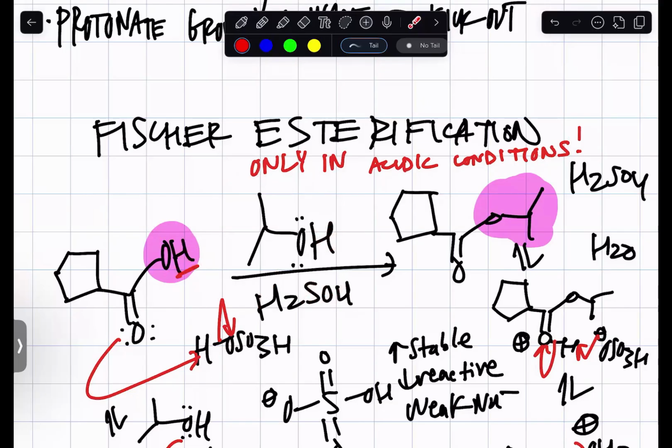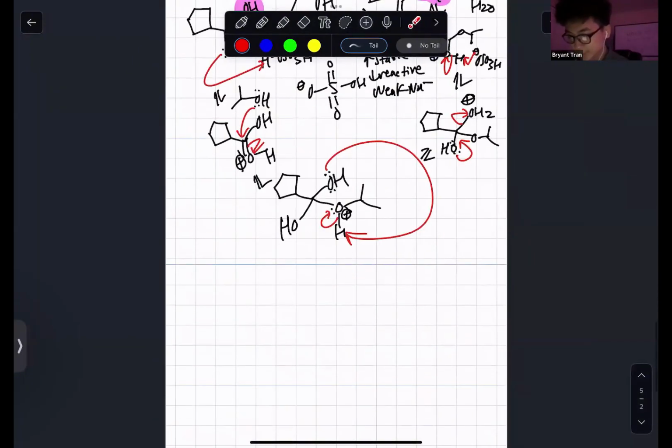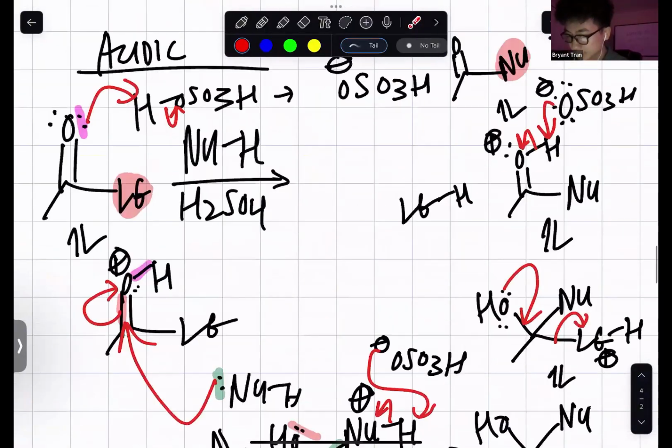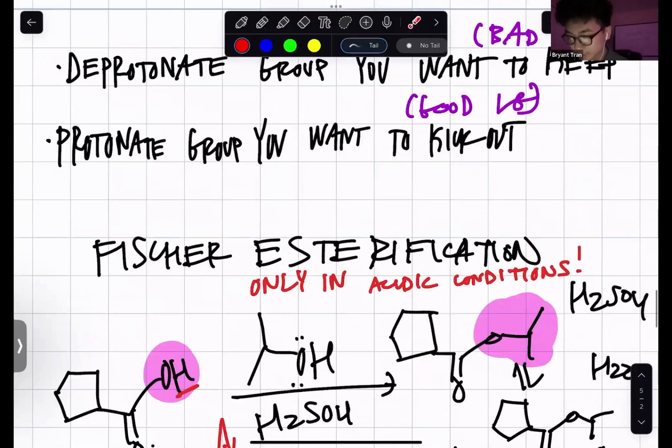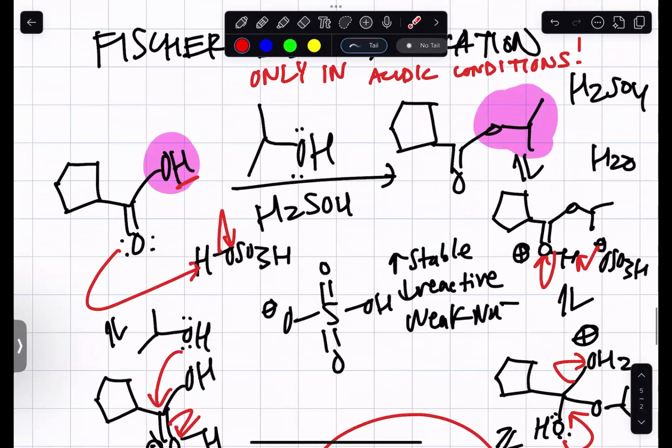Oh, okay, that makes sense. Thank you. Yep, of course. Tomorrow, we'll go over the basic conditions and more examples of this nucleophilic acyl substitution. But I just gave you one specific example here in acidic conditions, which is Fischer esterification. Later on, we could go over transesterification. Okay, transesterification, of course.